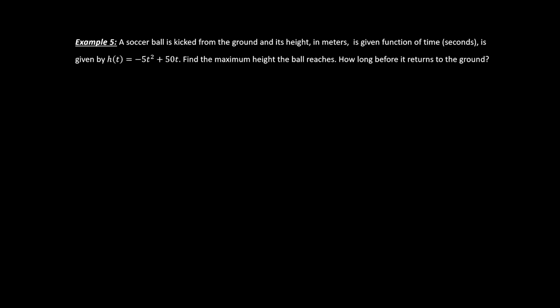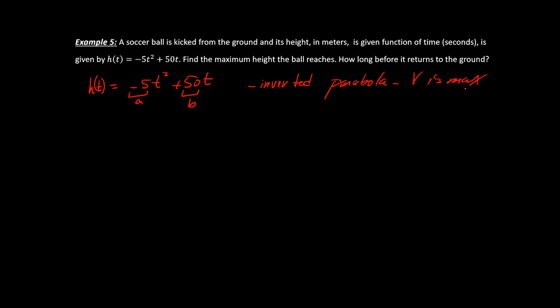Okay, let's look at this one right here. A soccer ball is kicked from the ground, from a height of 0, and its height in meters is given by this function. So h of t is negative 5t squared plus 50t. There's A, there's B. This is an inverted parabola. So the vertex is the max. Those are the first things we realize in this problem.